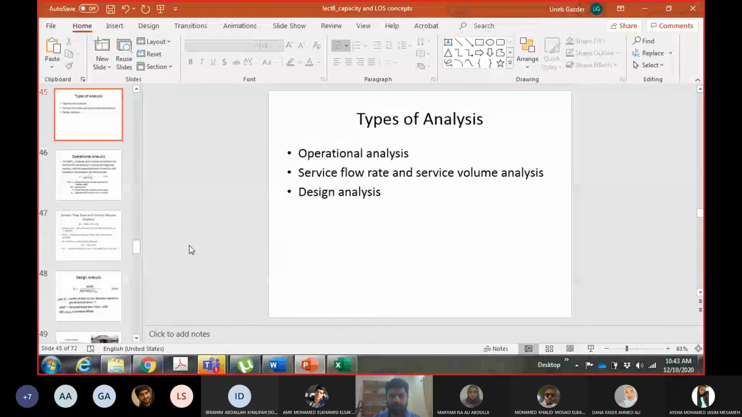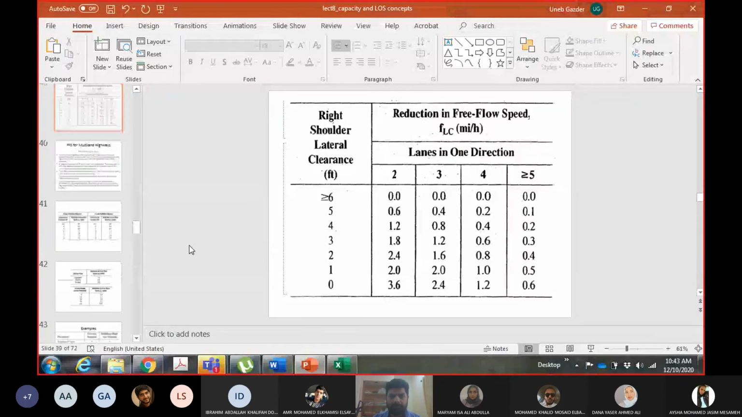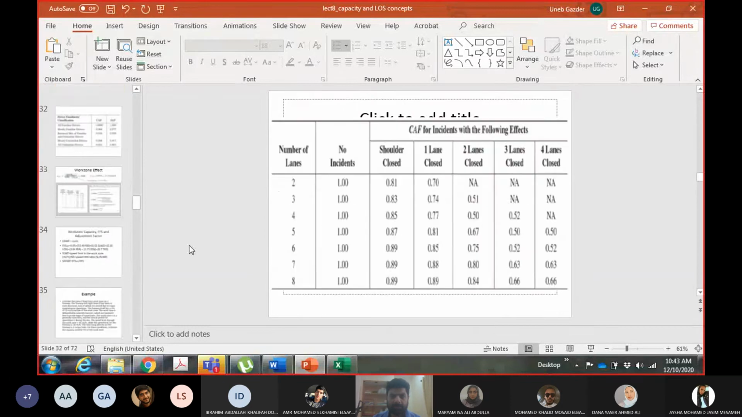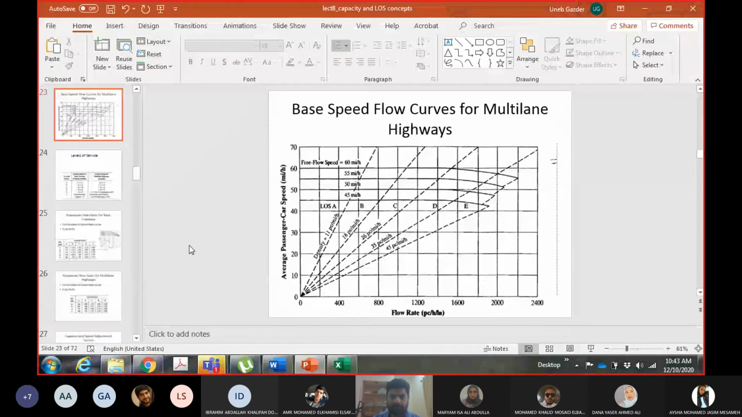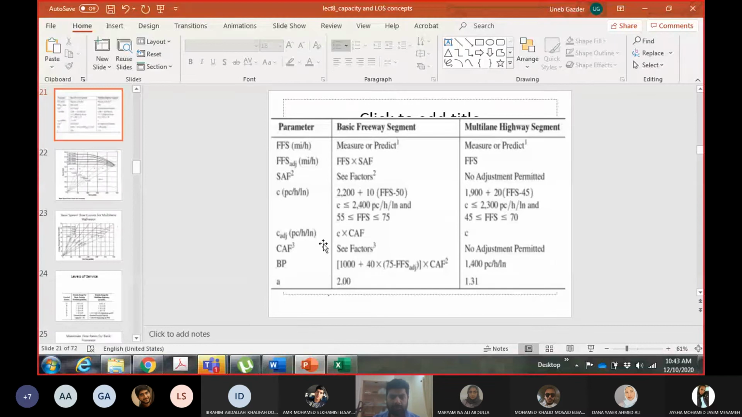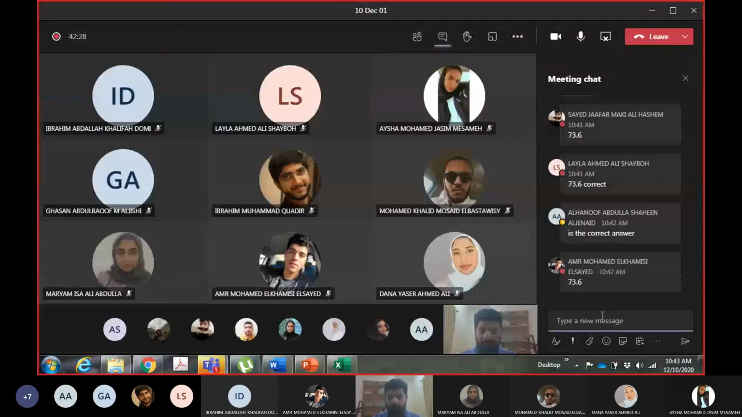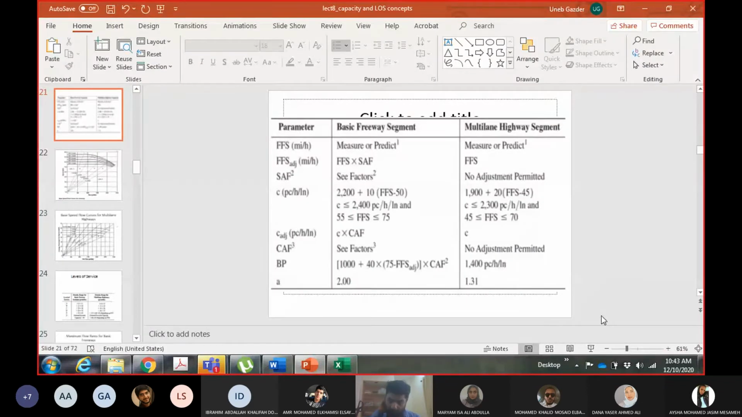I will find out the capacity and the breakpoint. Capacity is this one. I know the free flow speed, so I can calculate the capacity. Capacity is 2200 plus 10 times (FFS minus 50), where FFS is 73.6. What is capacity here?